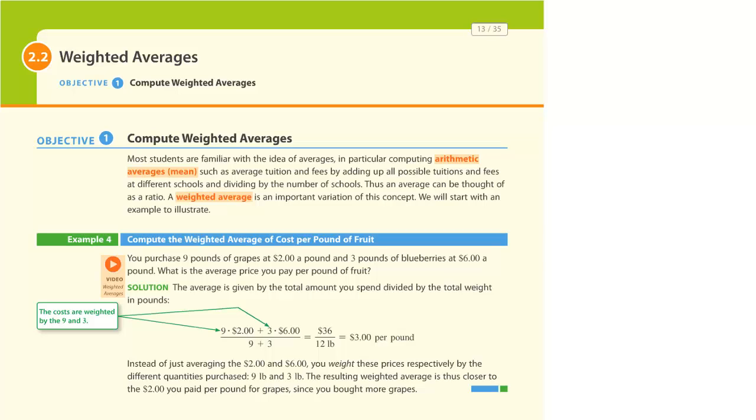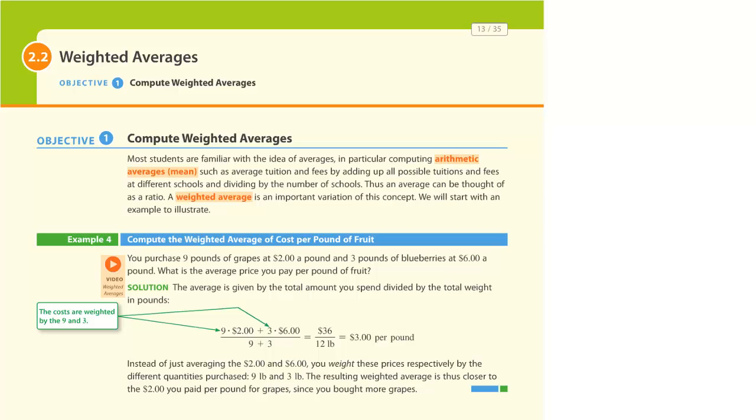Welcome to our extremely short lesson on weighted averages. Weighted averages are basically just a shortcut way of coming up with an average of data when you have a lot of repeated values, or when you have different quantities of values.